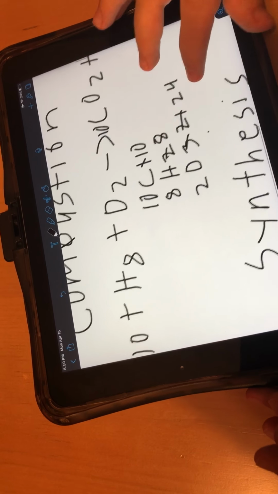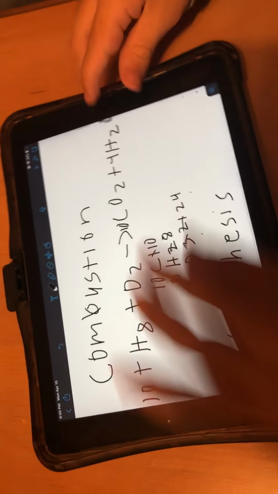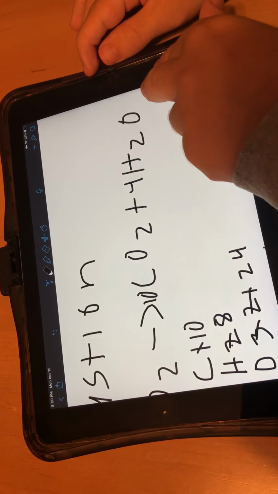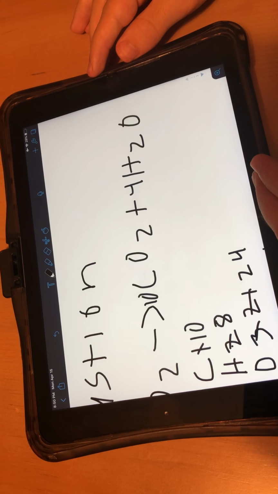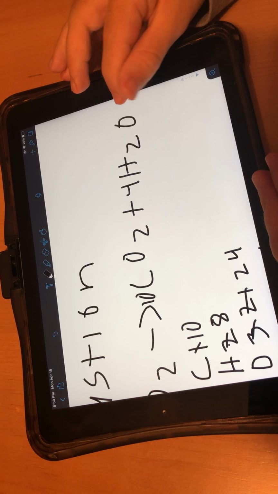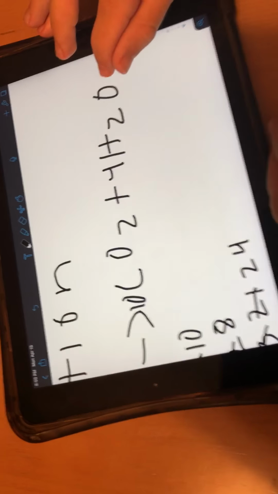So that's where you got the 24 from. 10 times 2 is 20. 4 times 1 is 4. 20 plus 4 is 24. You see what I did there? Just imagine that there's a 1 there, oxygen here and there. Got it.